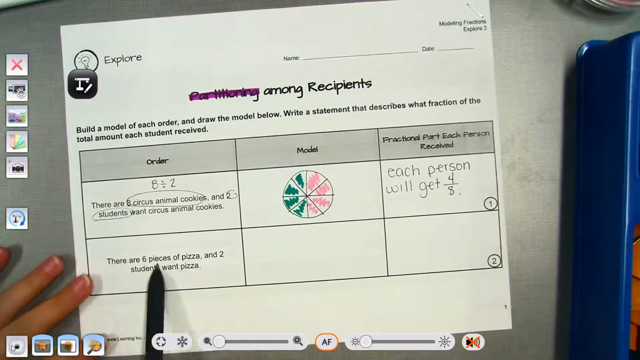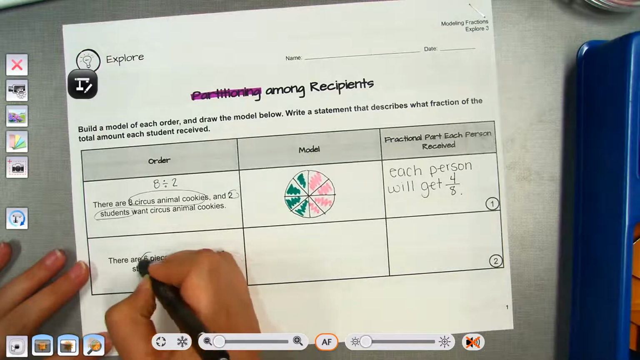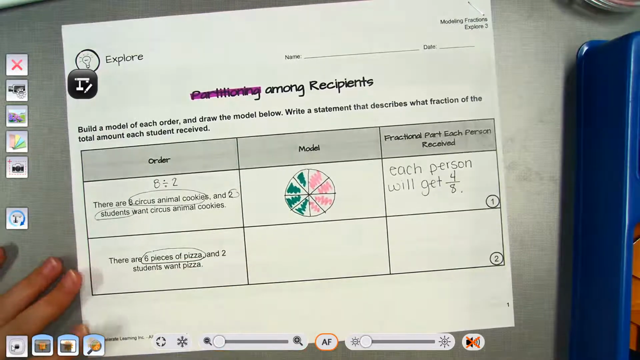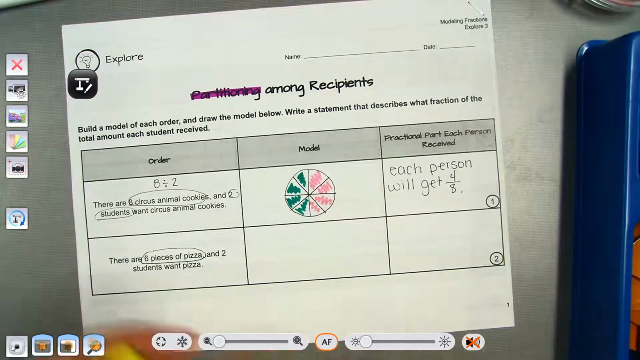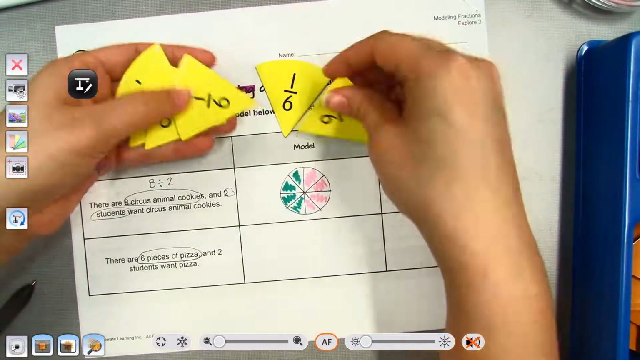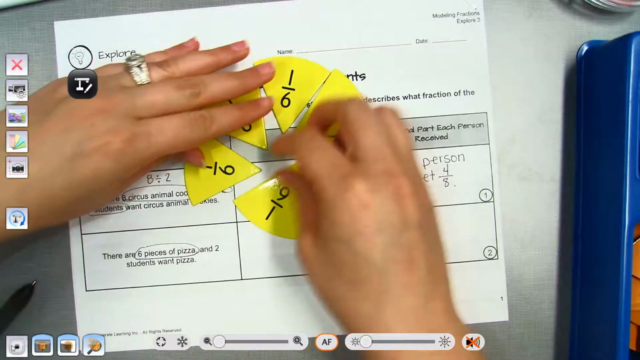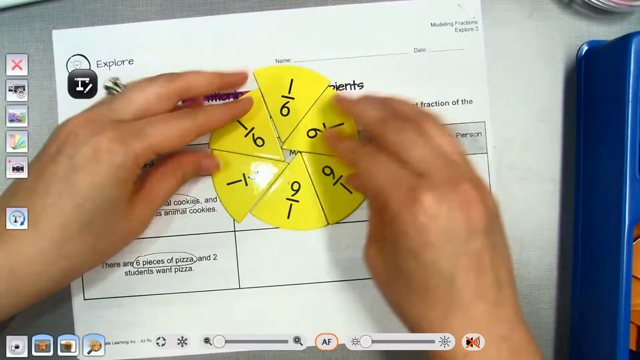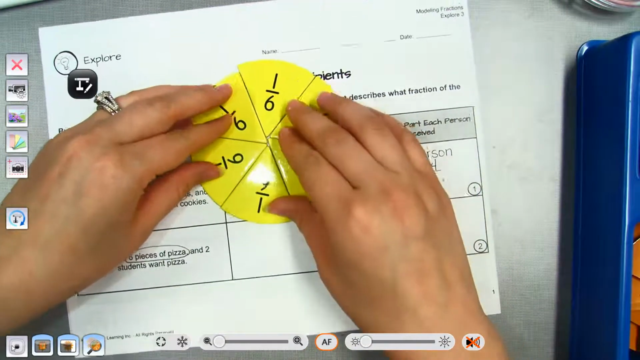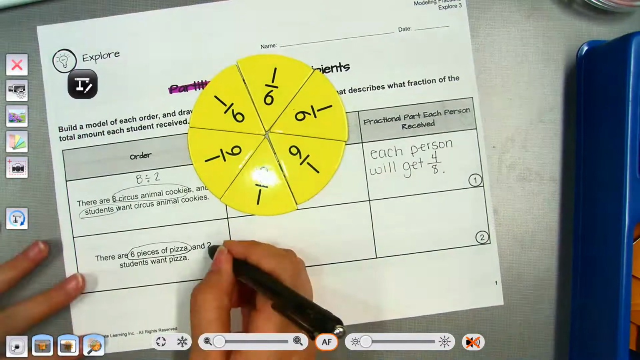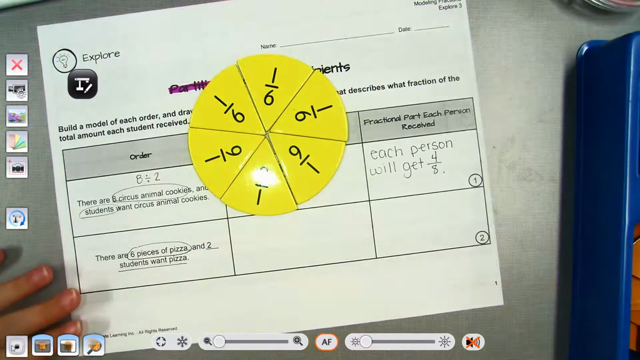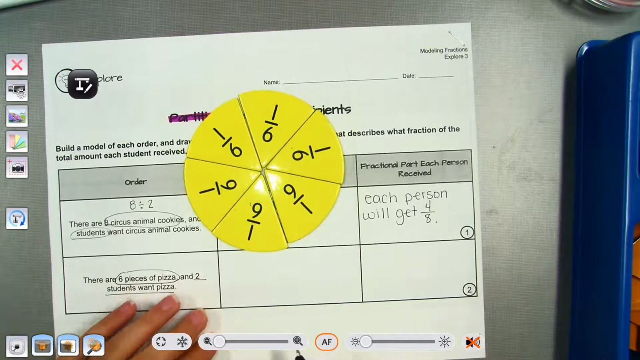There are 6 pieces of pizza and 2 students want pizza. So I need my fraction circle that has 6 pieces. So get that out. And here's my pizza. I have 6 pieces, so go ahead and get that out and put it up here. Okay. 2 students want pizza. So I'm going to have to partition this into 2 for 2 people.